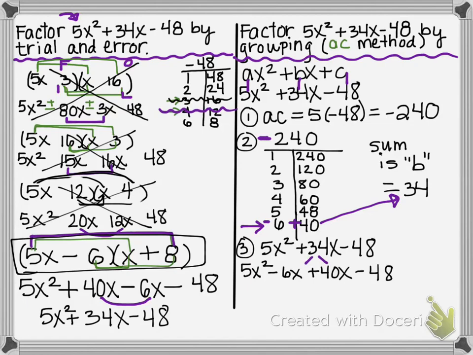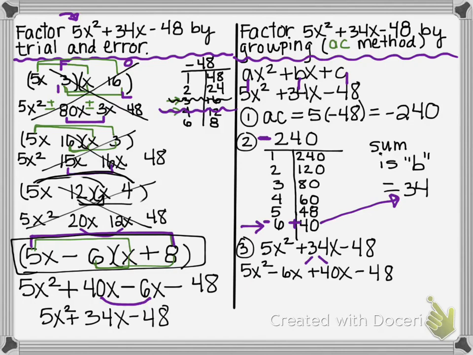So basically now I have 4 terms in my polynomial. I don't have a trinomial anymore. I have 4 terms. But those 2 terms in the middle, the negative 6x plus 40x, those are going to add up to 34x. So these are still equivalent polynomials. Basically what I did was I took the combining like terms step and I undid it. So I broke up 34 into minus 6x plus 40x.